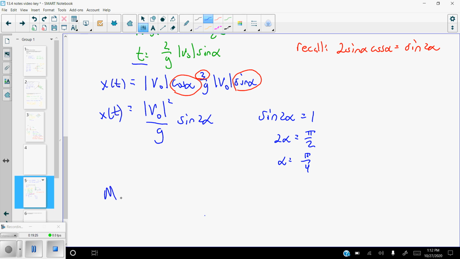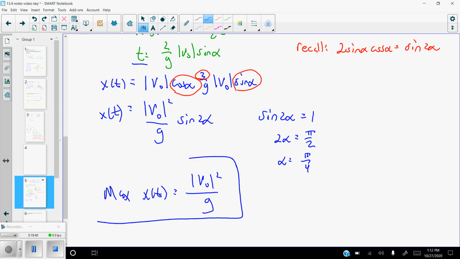But the maximum x of t then is going to be, again, the sine part's going to equal 1, so I don't really have to write that. So it's just going to be the magnitude of the initial velocity squared divided by gravity. And that's how you'll find the maximum distance.